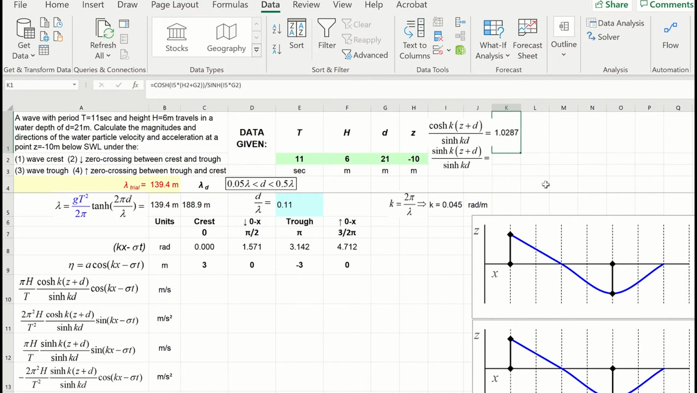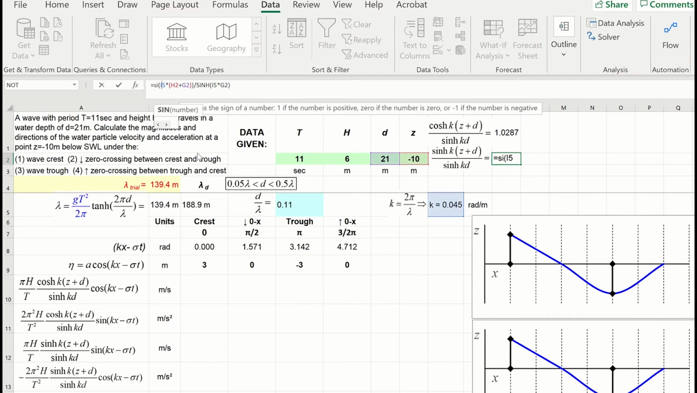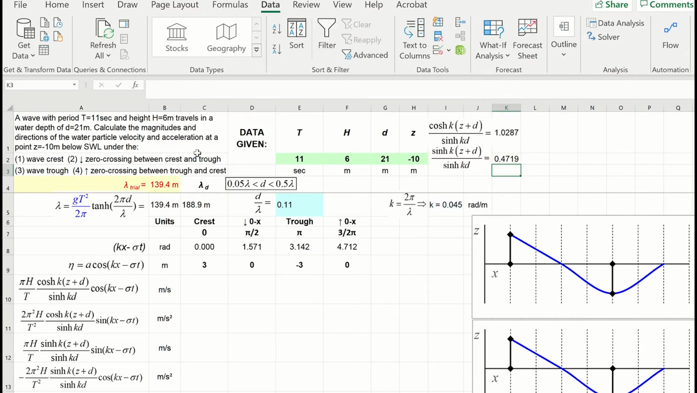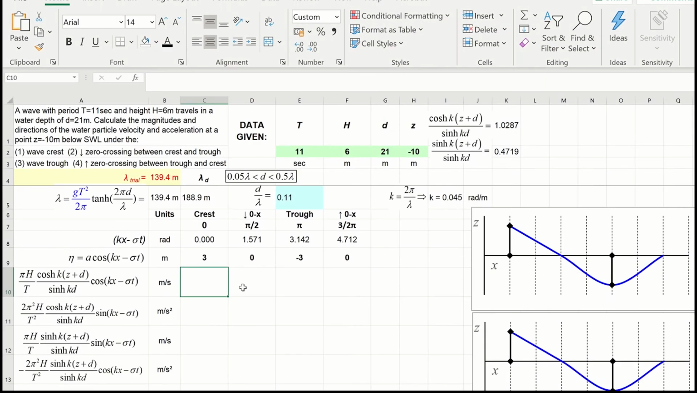Here we have slightly different equations, so I will just copy this equation and paste it in this cell and change just the hyperbolic cosine to hyperbolic sine, because the rest is the same, and this is my value. So now I can do calculations of velocities and accelerations.